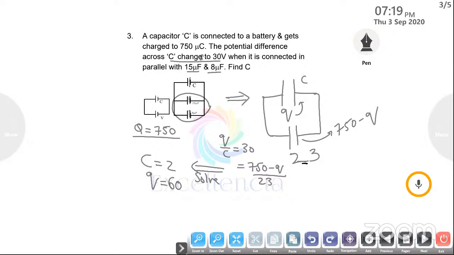So the original charge got distributed into 3 parts, here, here and here. But I joined them, so only Q and 750 minus Q. There is no leakage of any charge. There is no resistor, so there is no leakage of any charge. Simple.